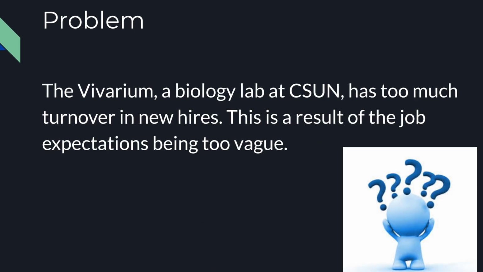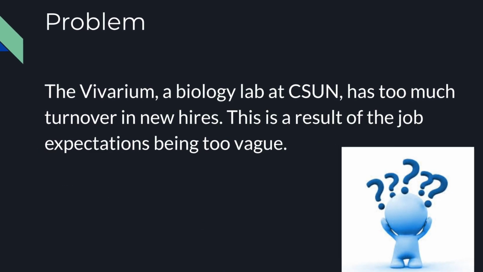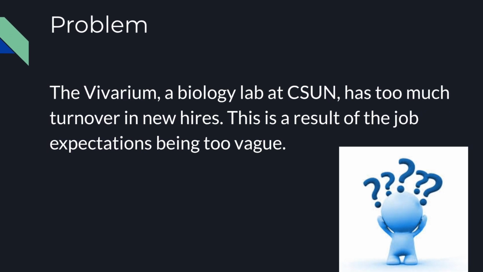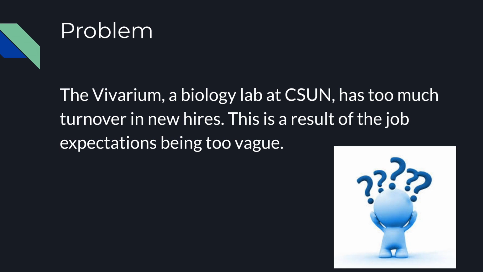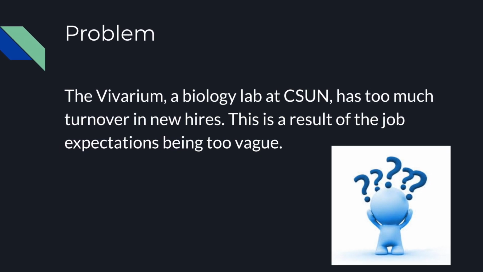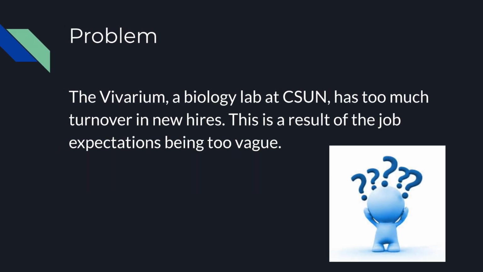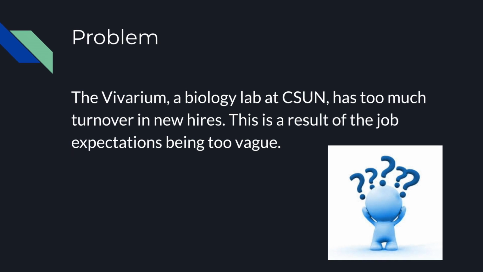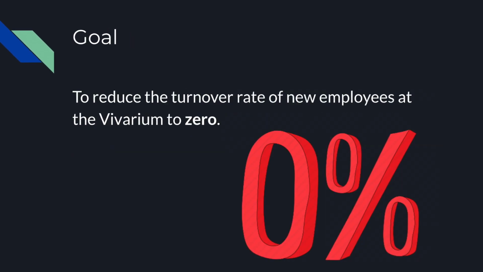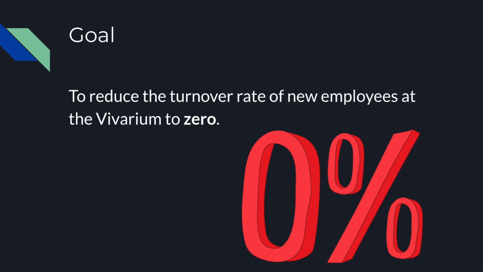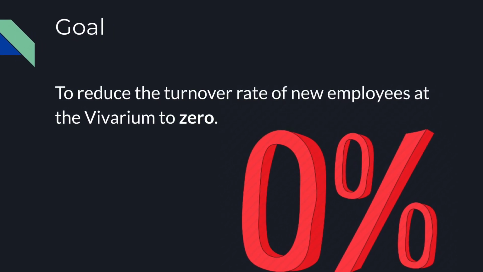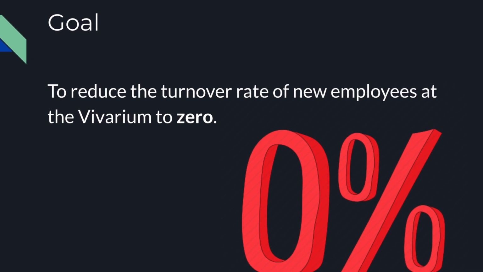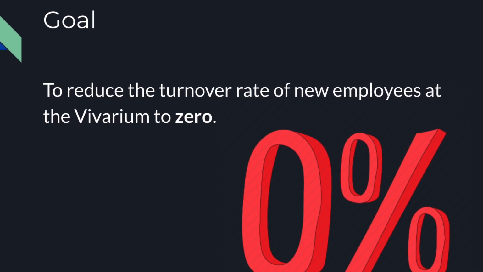The problem that the Vivarium is currently facing is a very high rate of turnover. New employees apply for the job and get the position only to realize that they're not comfortable with what the job requirements actually are. This leads to a lot of new hires leaving the job shortly after they've started. The goal of this project is to reduce the turnover rate of the new employees at the Vivarium to 0. We'd like to retain all employees that we have for a good amount of time.